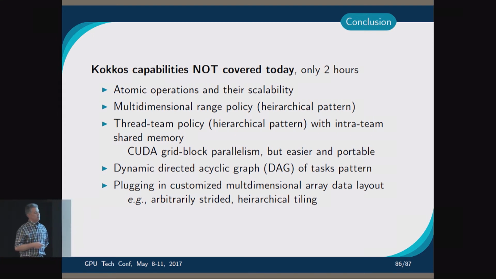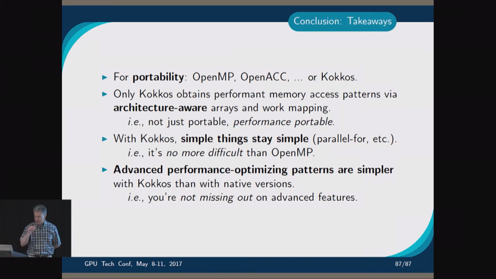We have a new multidimensional range policy. That's for when you have tightly nested loops, and how you want those parallelized, like the pragma OpenMP collapse clause, and how you do that in a portable way once again. A DAG is another pattern which is being rolled out. It's now in the baseline code to be able to do a dynamic directed acyclic graph of heterogeneous tasks, and then plugging in layouts. We can talk about that.